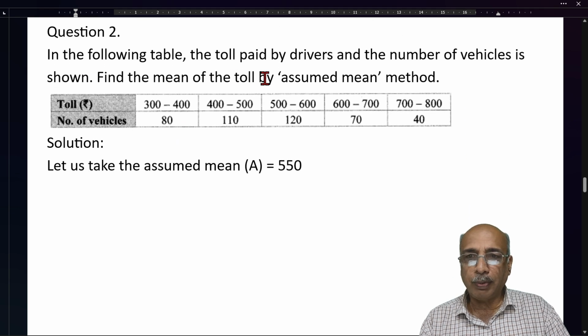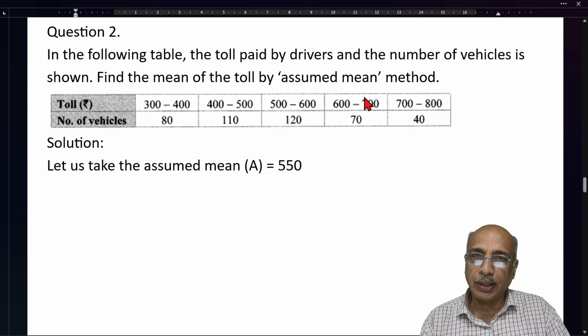In the following table, the toll paid by drivers and the number of vehicles is shown. Find the mean of the toll by the assumed mean method. Now your particular method is asked. You have to solve by that particular method only.